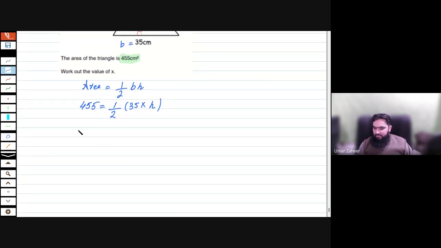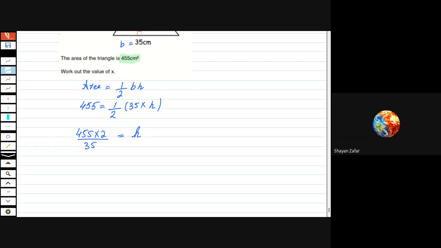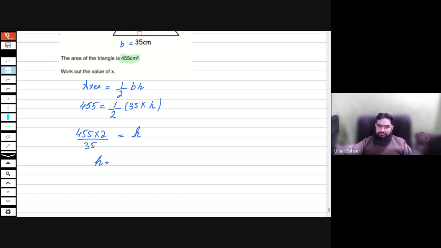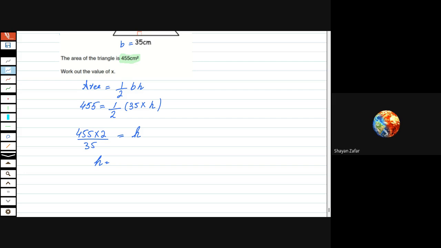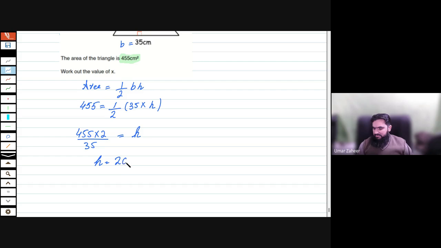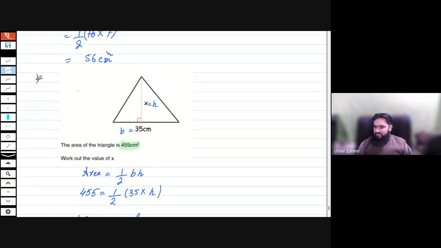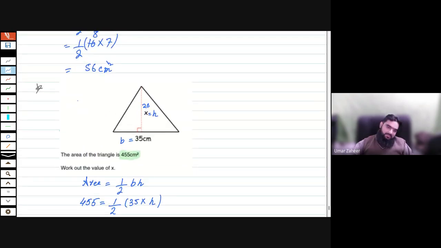Now 2 is dividing, so on the other side it will be multiplied. 35 is multiplying, so it will be divided. So 455 times 2 is 910, divided by 35. What is the final answer? It will be 26 centimeters. So the height of this triangle is 26.